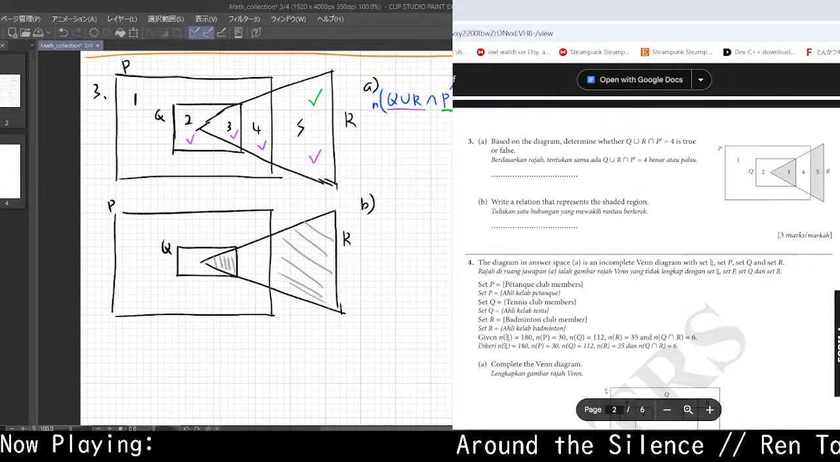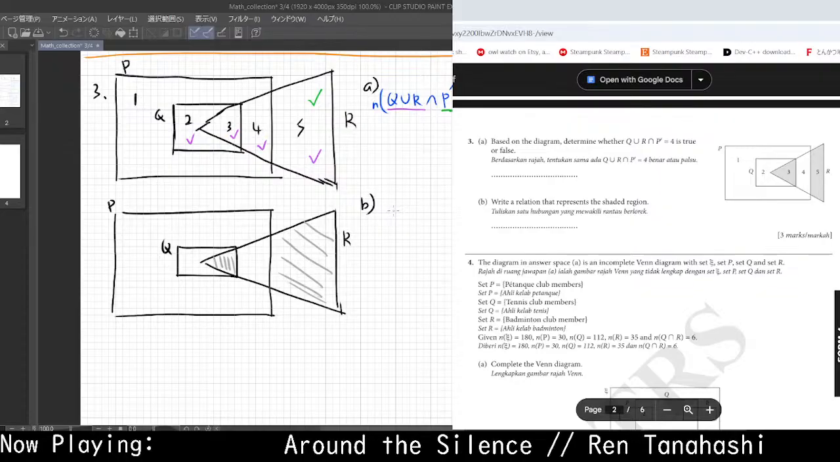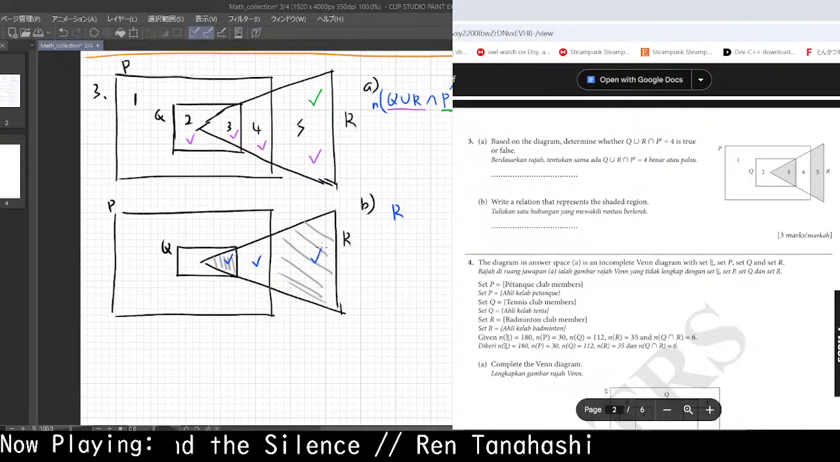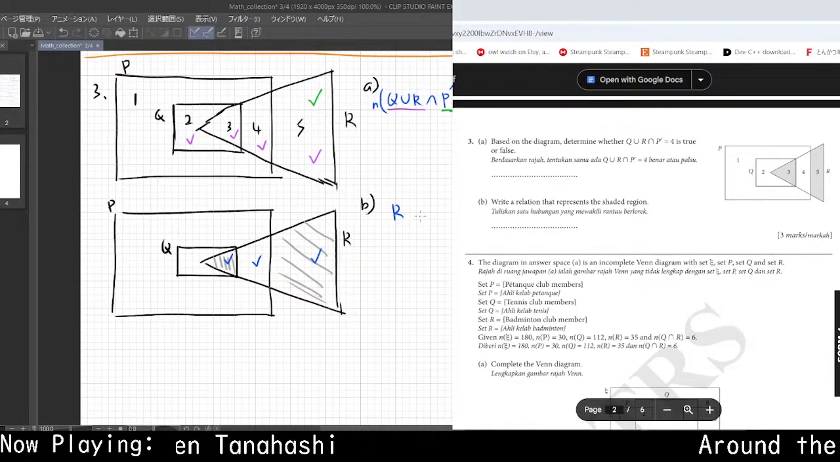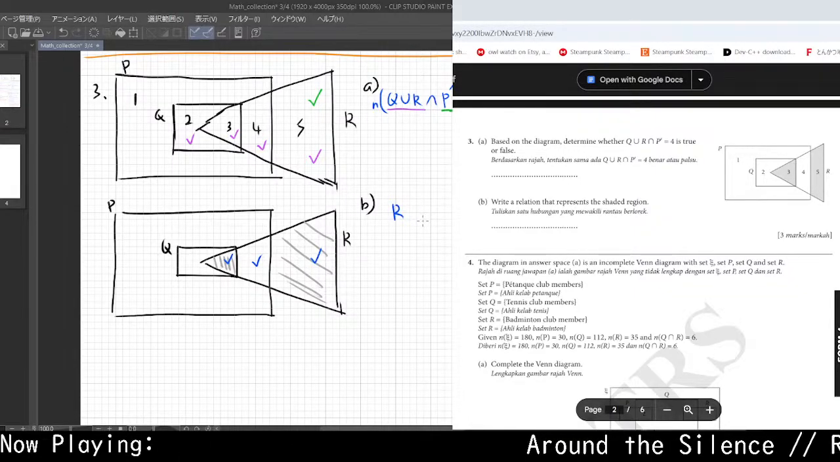So how do we talk about this? You start from R. So it will be 1, 2, 3. But you want to get rid of this section. How to get rid of it? You want to, let's see, how do you do this?